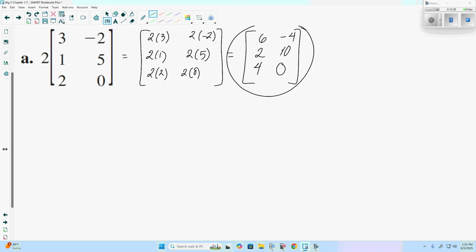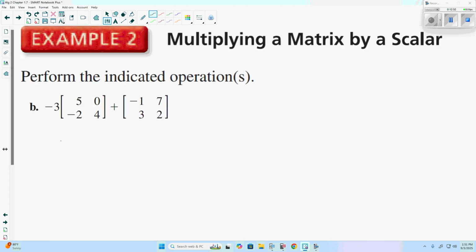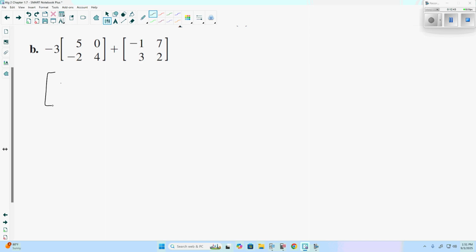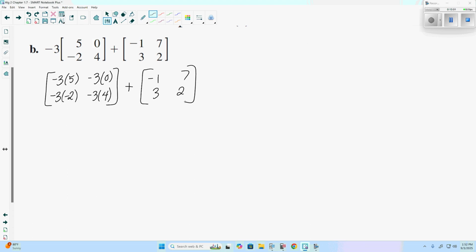The last thing we're going to do is both of these together. If there are scalars, we multiply the scalar first and then add or subtract. So here, we would want to multiply that scalar of negative 3 with our first matrix. In the matrix the negative 3 is in front of, we want to multiply everything by negative 3.